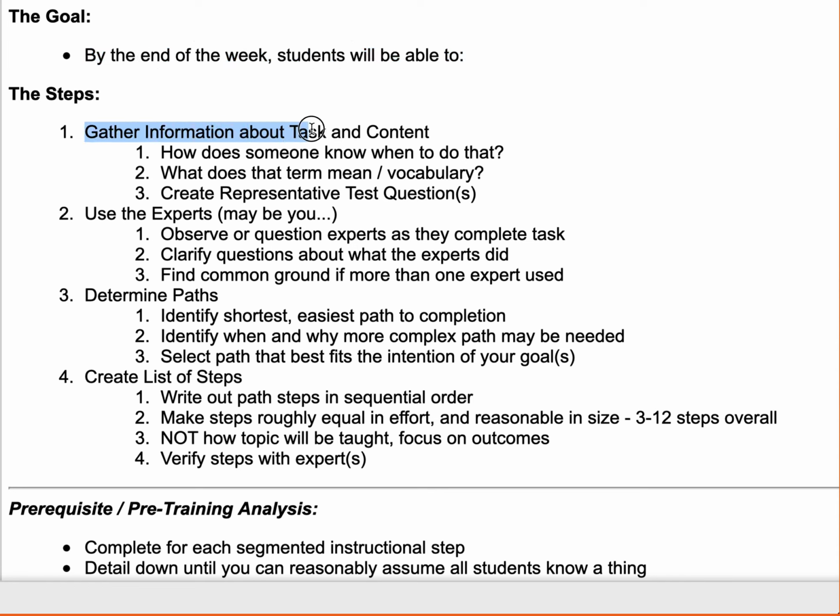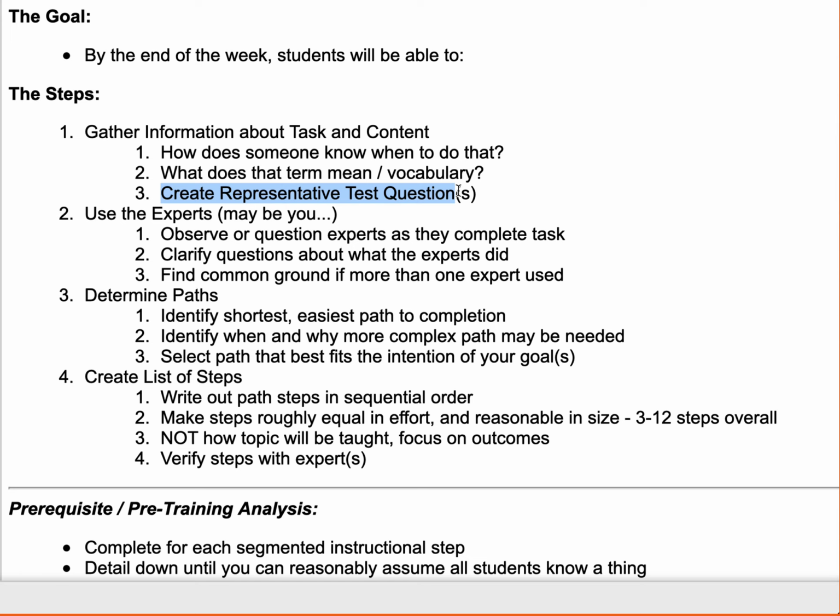Then the first step is gathering any information about the task or the content. So how does someone know when they are supposed to do this thing that you're trying to get them to do? If there's any vocabulary terms or any things that they need to know ahead of time that are important so that they can make their way through this roadmap. A good way to deal with this is to create a test question. What would you ask on an assessment to find out whether the students know this thing? And that gives you a good touchstone to focus on.